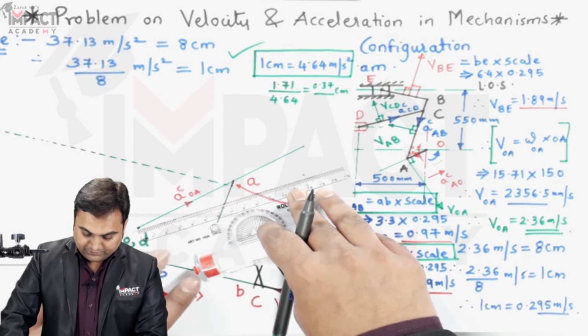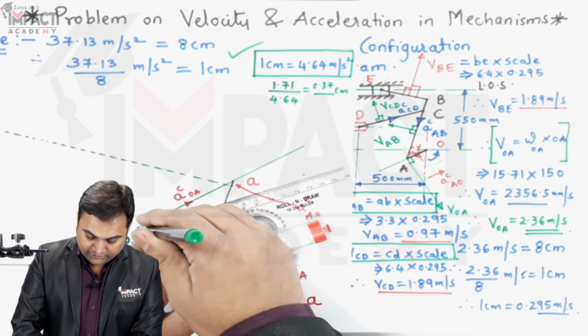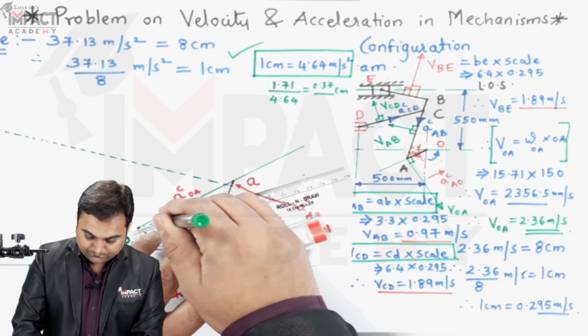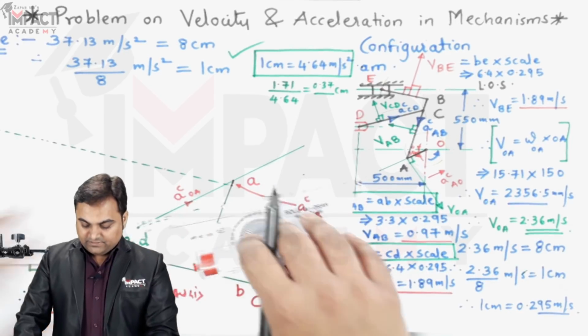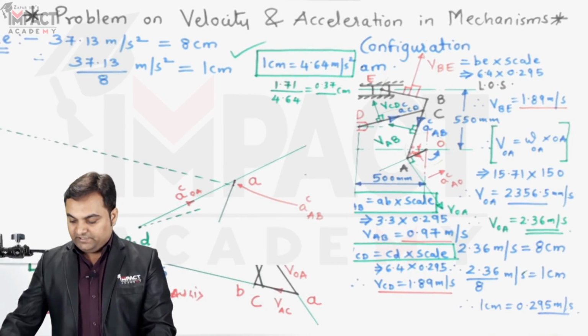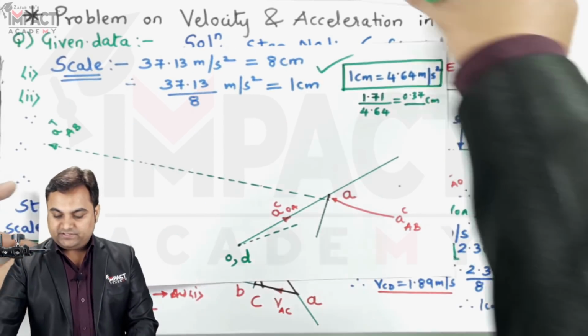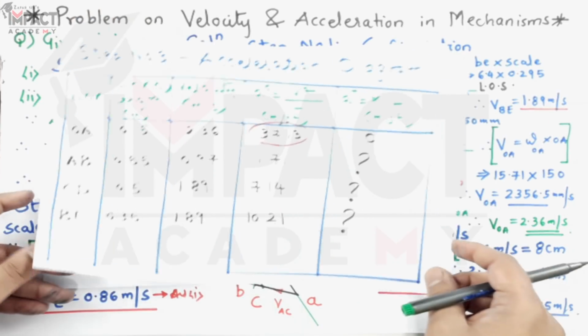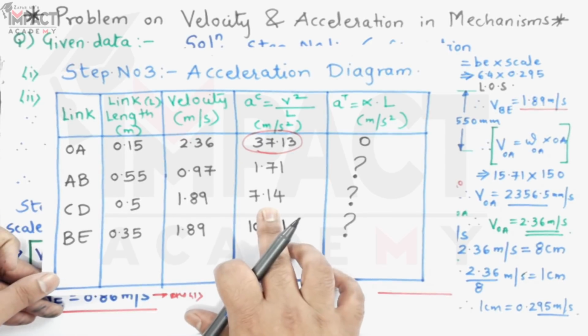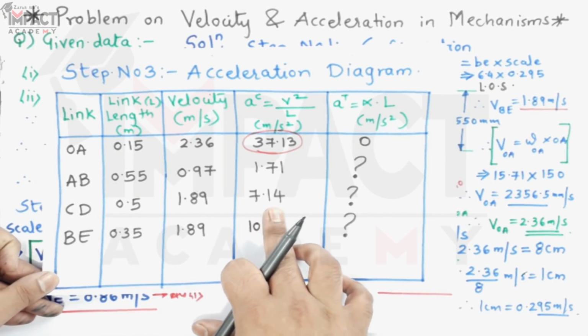So from point D, just again drawing a dotted line, and this dotted line shows the centripetal acceleration for link CD. Now its magnitude is known to us. We can say link CD is having centripetal acceleration as 7.14 meter per second square.